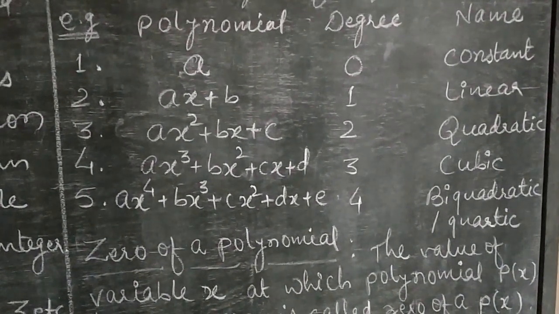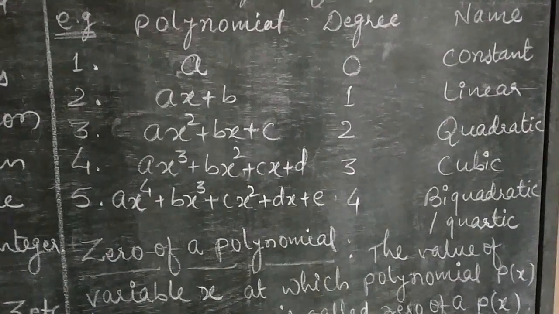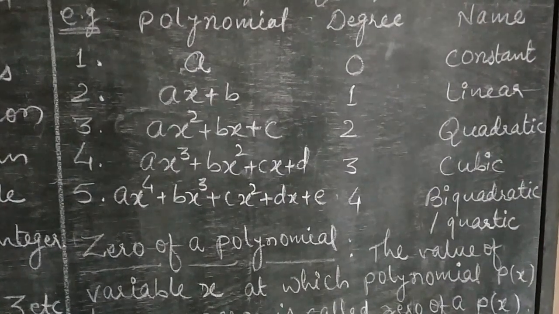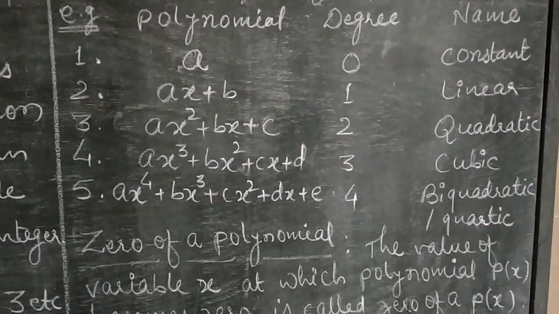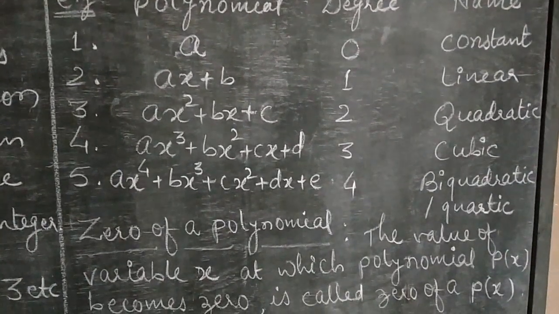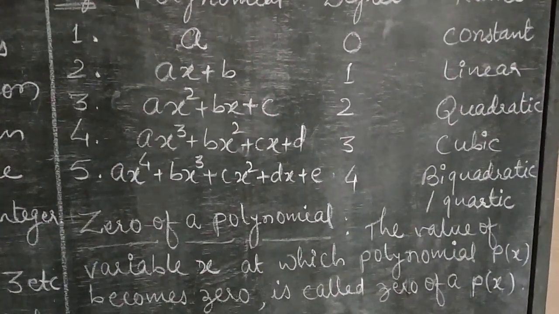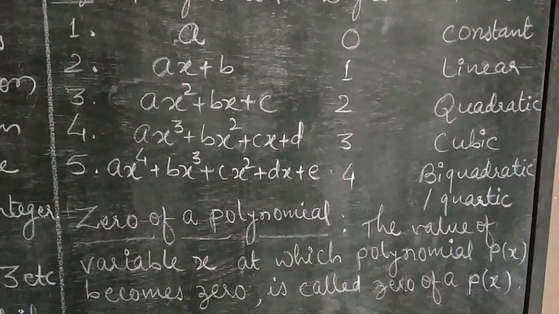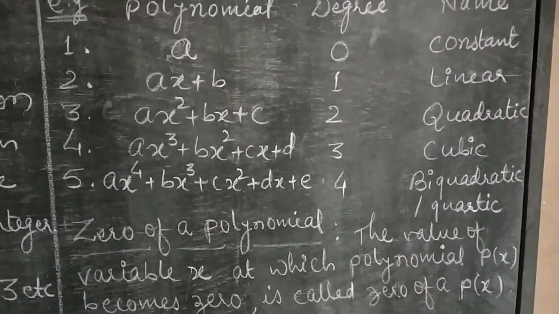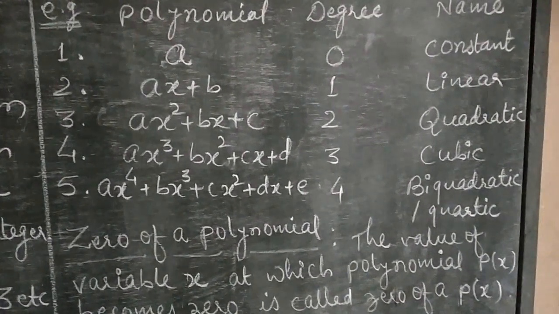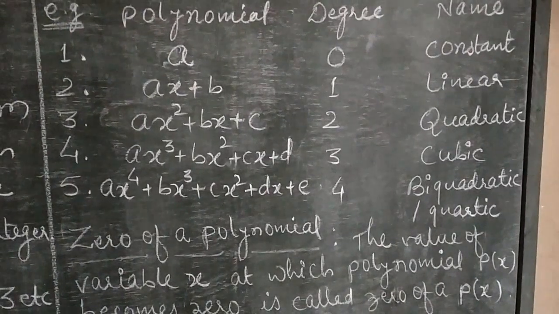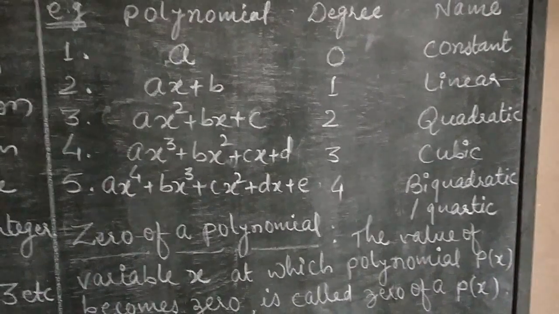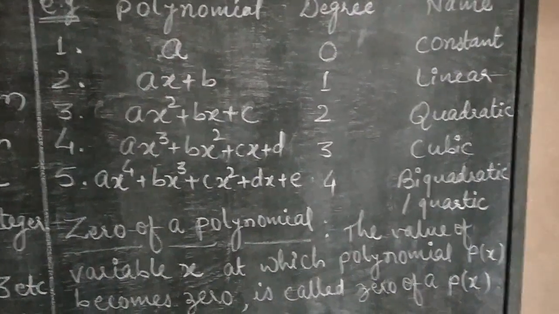Next, ax cube plus bx square plus cx plus d. The highest power of variable in this expression is 3. So its degree will be 3 and it is called the cubic polynomial. Similarly, ax to the power 4, bx to the power 3, cx square plus dx plus e. In this expression, the highest power of the variable is 4. So its degree will be 4 and it is called biquadratic or quartic polynomial. And in a similar manner we can name the polynomial according to the degree.